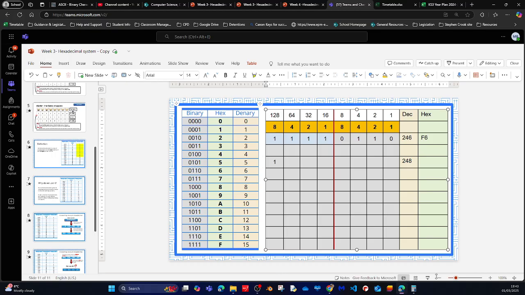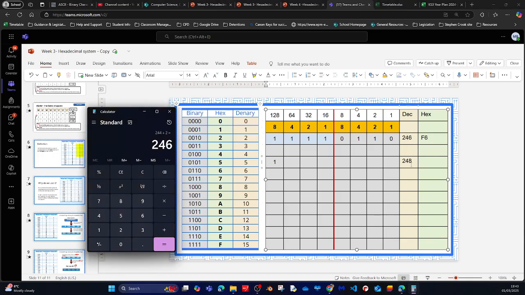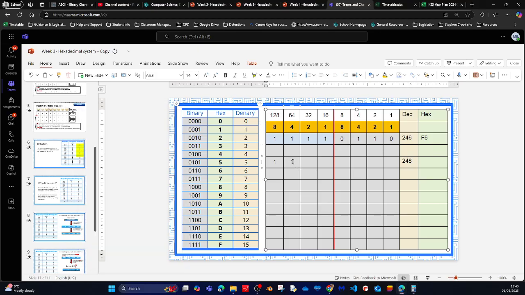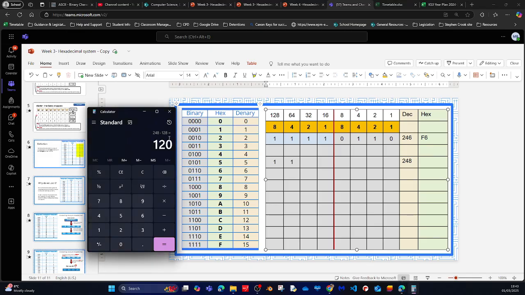Let's count with the calculator. The total is 248. So 248 minus 128 equals 120. So we can have a 1 here, and then 120 minus 64. Now 120 becomes our total, and 64 is the one we deduct from. So now we're left with 56.